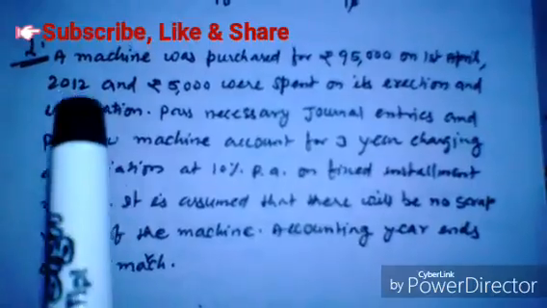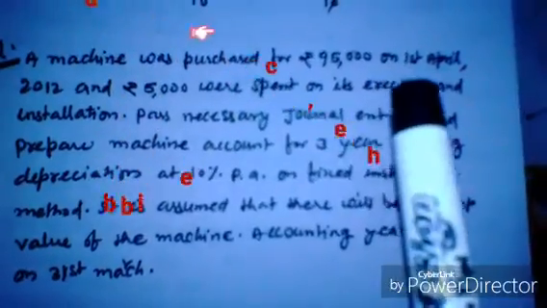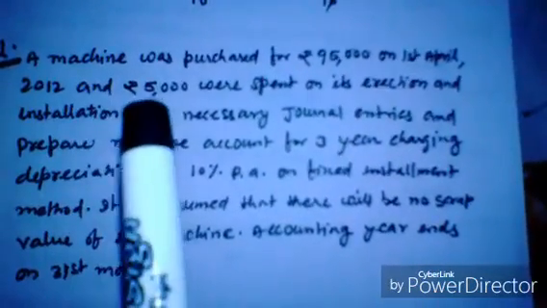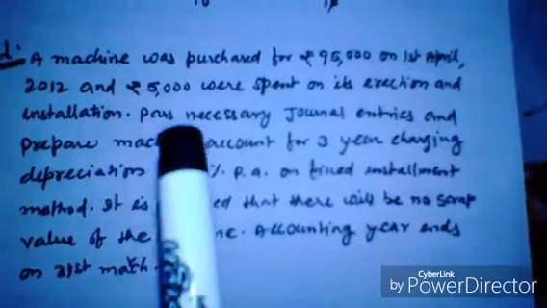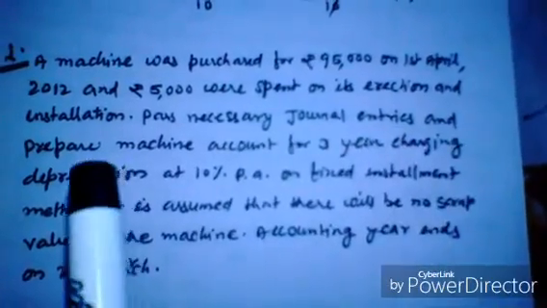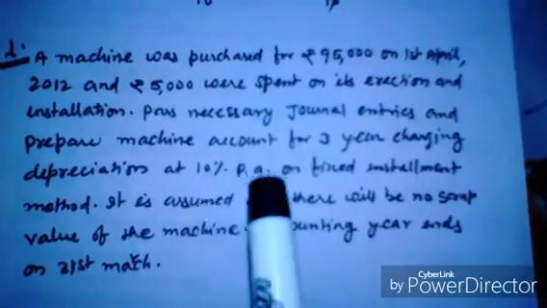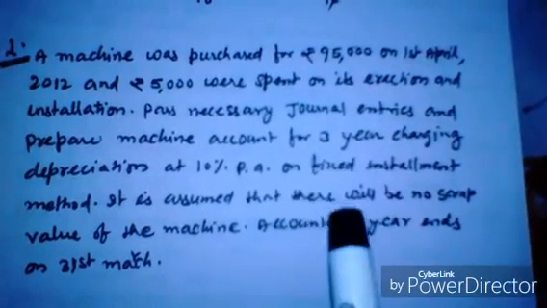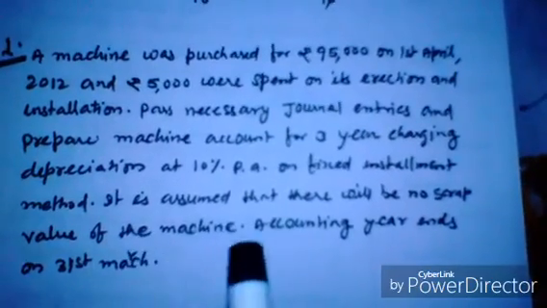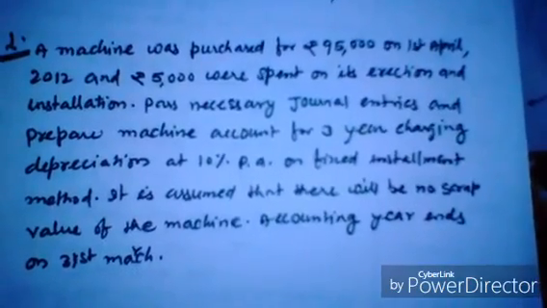Now see the first illustration. A machine was purchased for rupees 95,000 on 1st April 2012 and rupees 5,000 were spent on its erection and installation. Pass necessary journal entries and prepare the machine account for 3 years, charging depreciation at 10% per annum on the fixed installment method. It is assumed that there will be no scrap value of the machine. The accounting year ends on 31st March every year.